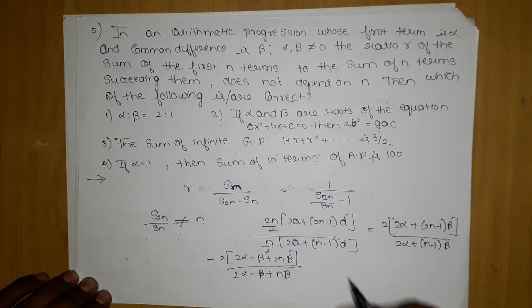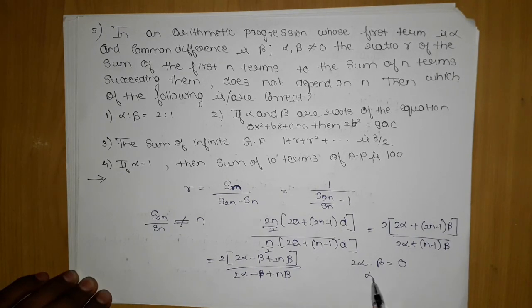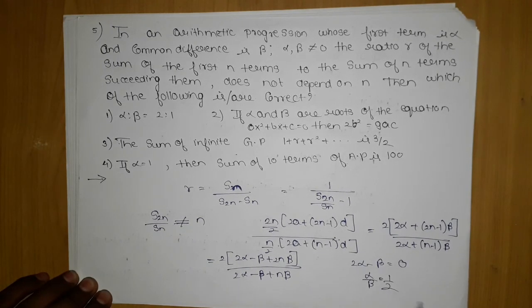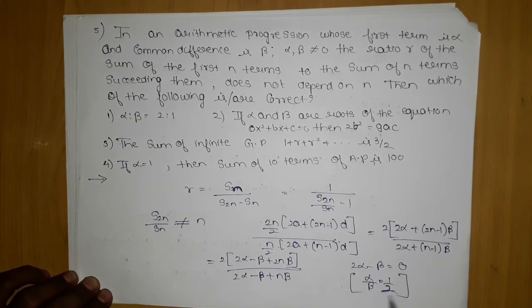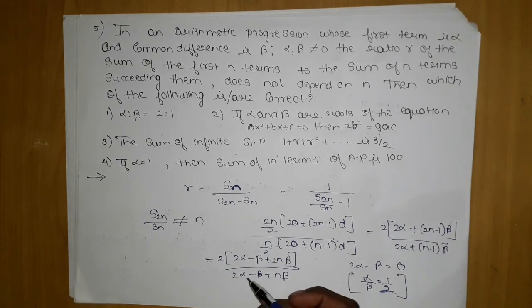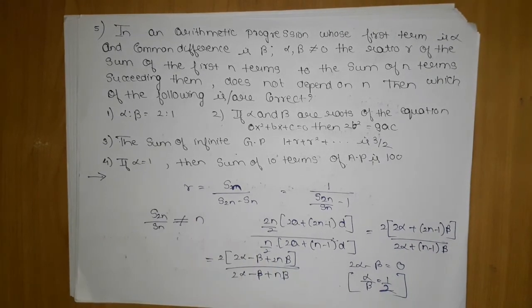So for it to be independent, 2 alpha minus beta should be equal to 0, which gives me alpha by beta equal to 1 by 2. But they're telling alpha by beta is 2:1, so the first option is incorrect, wrong. So we got the ratio of alpha by beta. Can we get the common ratio r to prove the third one?